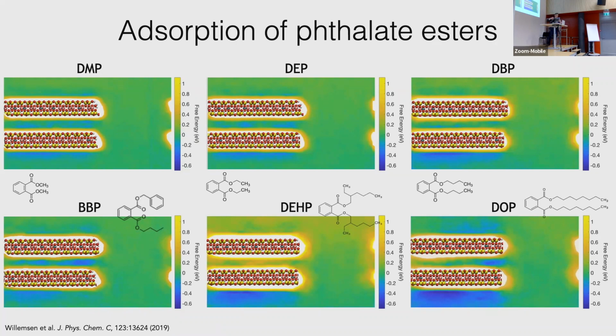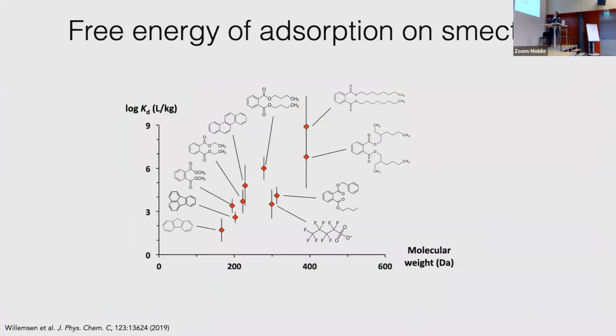The larger and larger organic contaminants are getting more and more strongly absorbed on the clay, or at least they're getting deeper and deeper free energy minima, which implies that they should be more and more strongly absorbing. This is just a summary of what we got for those 6 phthalates plus a few other compounds that we examined. A couple of PAHs over here, and a perfluorinated alkyl substance over here, showing the log of the KD value that we infer from these free energy maps.